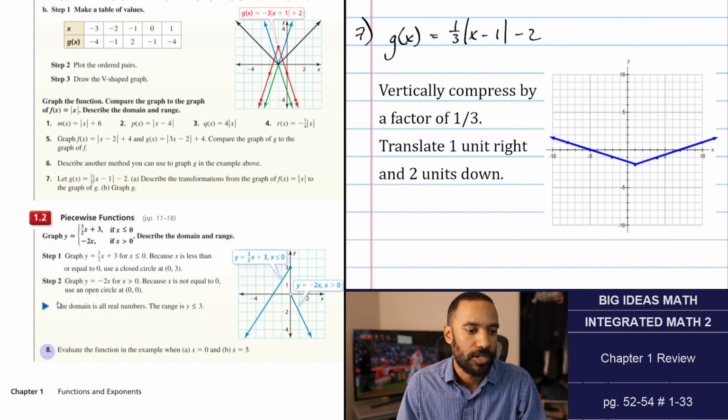The domain and range: the domain is all real numbers because we hit everything from negative to positive infinity. 0 is included right there, even though it's not right there. The range is y is less than 3. That helps more when you see the graph.